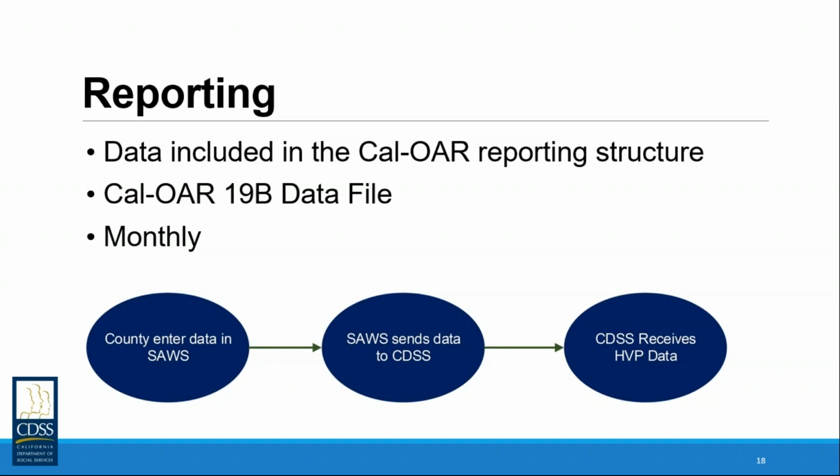The HVP-specific elements will be included in the Cal-OAR 19B data file and will be reported to CDSS on a monthly basis. The way that the data flow will work is that first county workers utilize the case flags or special indicators in SAS, and on a monthly basis, SAS will send the data to CDSS. The data files will include the HVP variables along with demographic data elements and other Cal-OAR data variables.